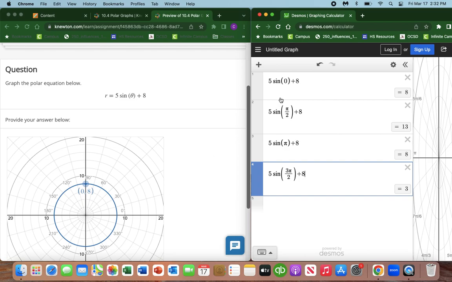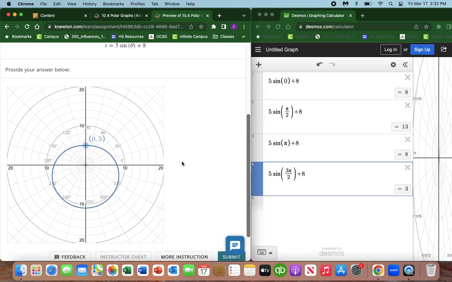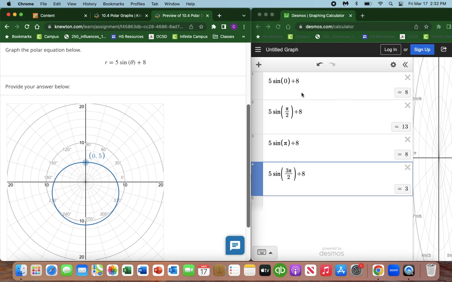If I go to 0 and I graph 8, so 0 should give me 8. Actually, because it's sine, I need to graph probably this pi over 2 piece first. Pi over 2 tells you 13. So let's go ahead and mark 13 up here.